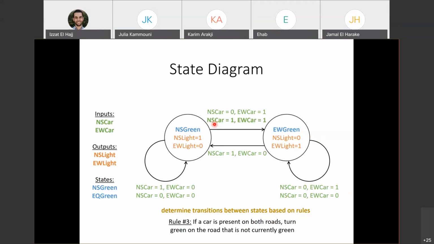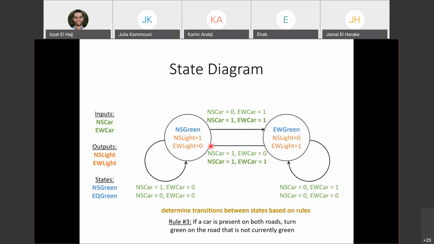I'm going to change, exactly. So here, if I get 1, 1, I'm going to follow this arrow here and change to EW green. And if I'm in EW green and I get 1, 1, what do I do? Right, I also transition. So here, NS car equals 1, EW car equals 1 corresponds to this transition over here.